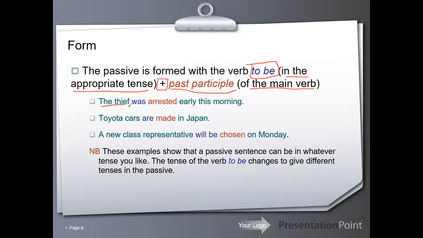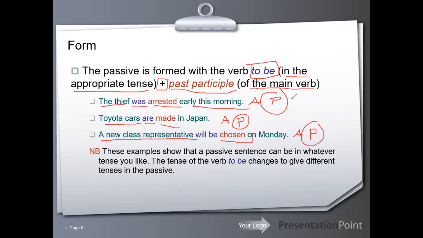Example, the thief was arrested early this morning. Toyota cars are made in Japan. A new class representative will be chosen on Monday. Okay? Now, what is this, active or passive, people? ¿Son activos o pasivos los ejemplos? Active or passive? Number one? Passive. Number two? Passive. Number three? Passive. Okay, ¿cómo lo identificaron?